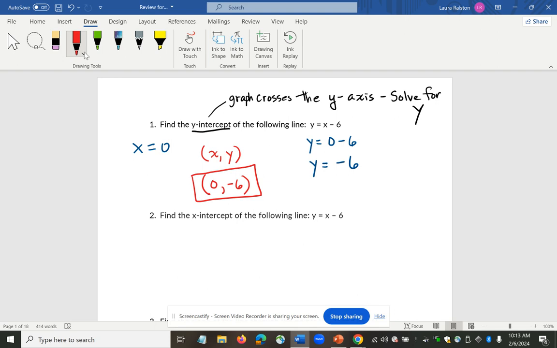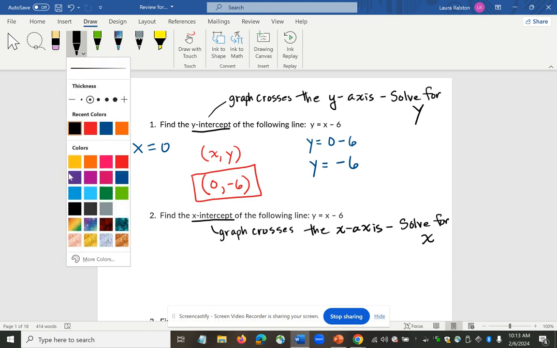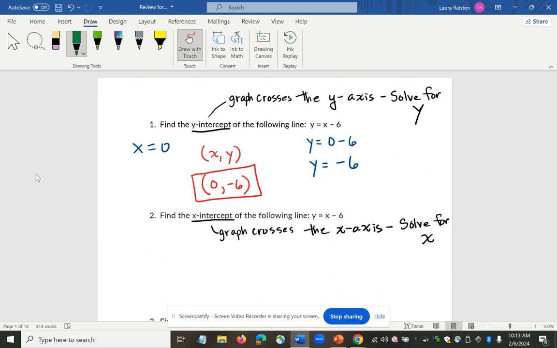The second question says to find the x-intercept of the following line, and it's the same line. The x-intercept is where the graph crosses the x-axis, so we need to solve for x. X-intercept crosses x-axis, solve for x. Okay, so in this case, we let y equal 0, and we want to solve for x.